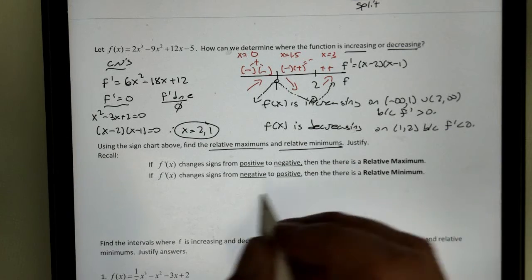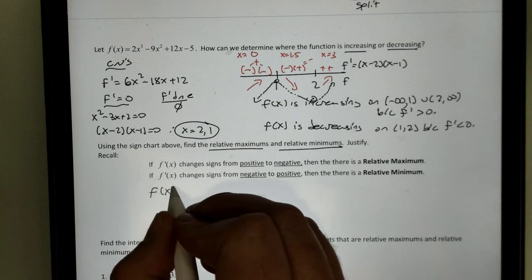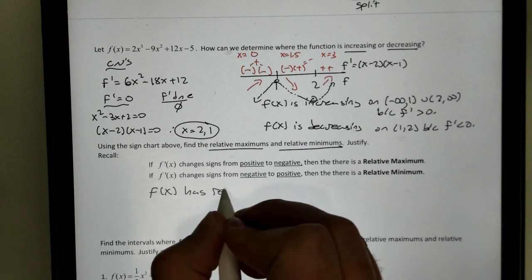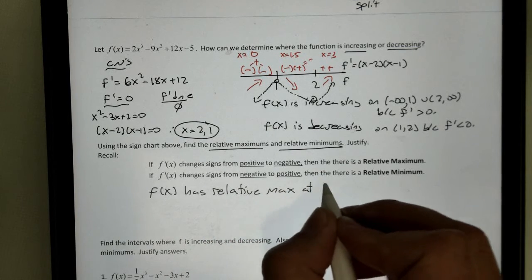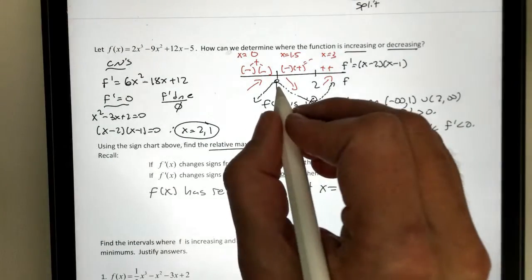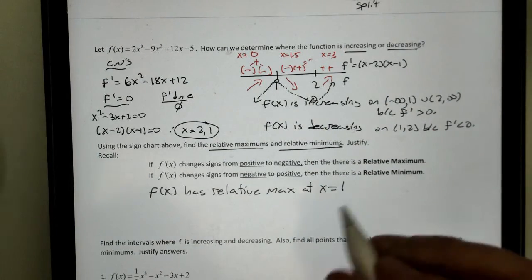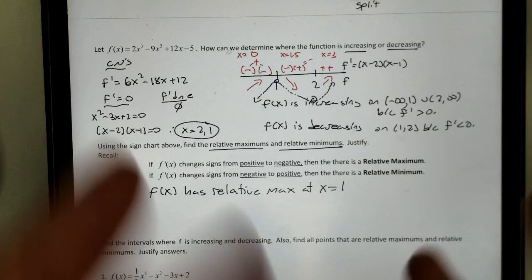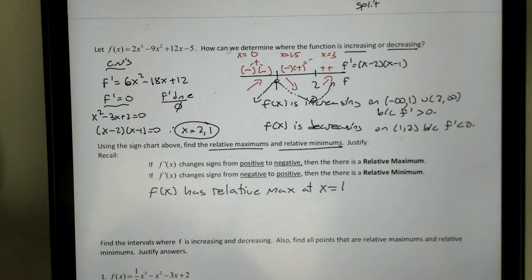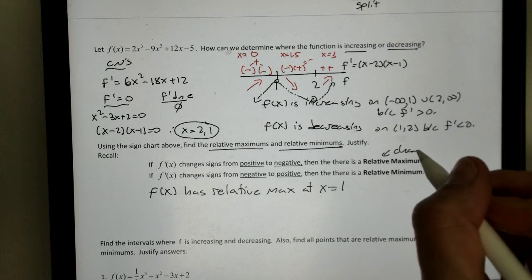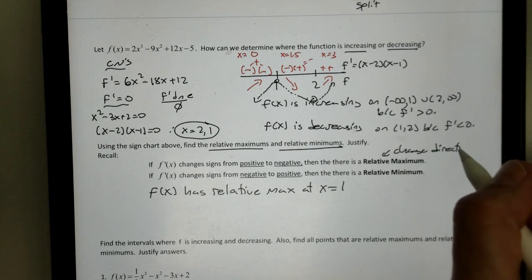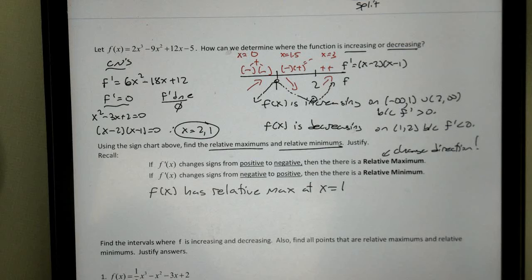So that kind of gives me an idea of where my relative maxes and where my relative minimums will occur. And I can use that. I can say that my function has a relative maximum at x equals 1. Because I don't know if it's the absolute, because I'm not doing my candidates test yet. But I know it's relative. Remember, for relatives, we only need to change direction. So you can have lots of relatives.